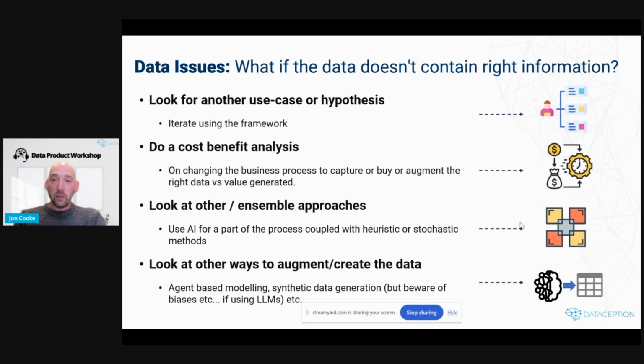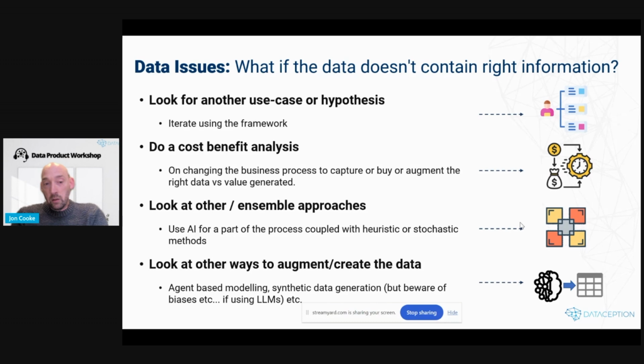Or do a cost benefit analysis. It might be easy to say we can go and buy some more data, or we can actually change the business process to capture some more data, or take something off an archive log or something like that. So there may be some ways of getting the data that isn't too onerous, but again, you've got to measure that against the impact of the value as well.